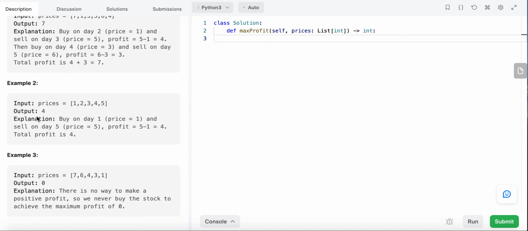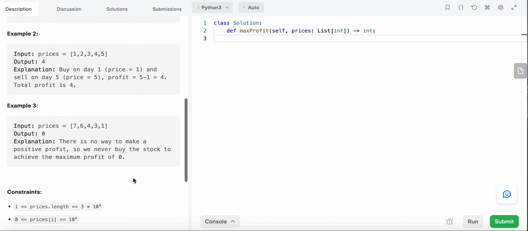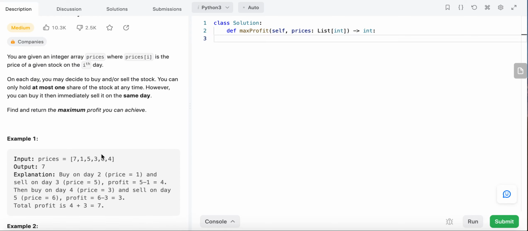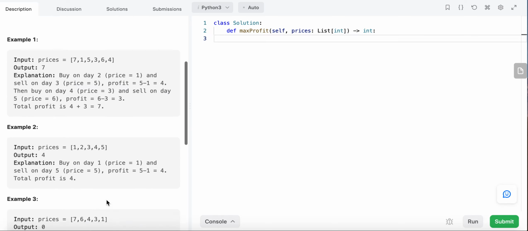In example 2, if you buy on day 1 when the price is 1 and then sell on day 5, then the profit is 4. And in example 3, since this is a decreasing array, the output is 0 because there is no way to make a positive profit. So we never buy the stock to achieve the maximum profit of 0. That is our default. So we never buy.